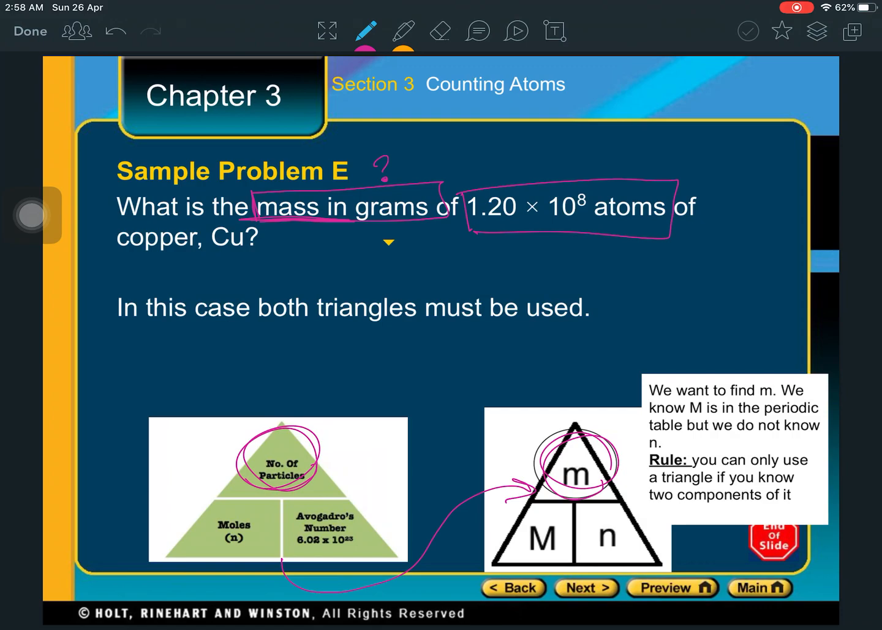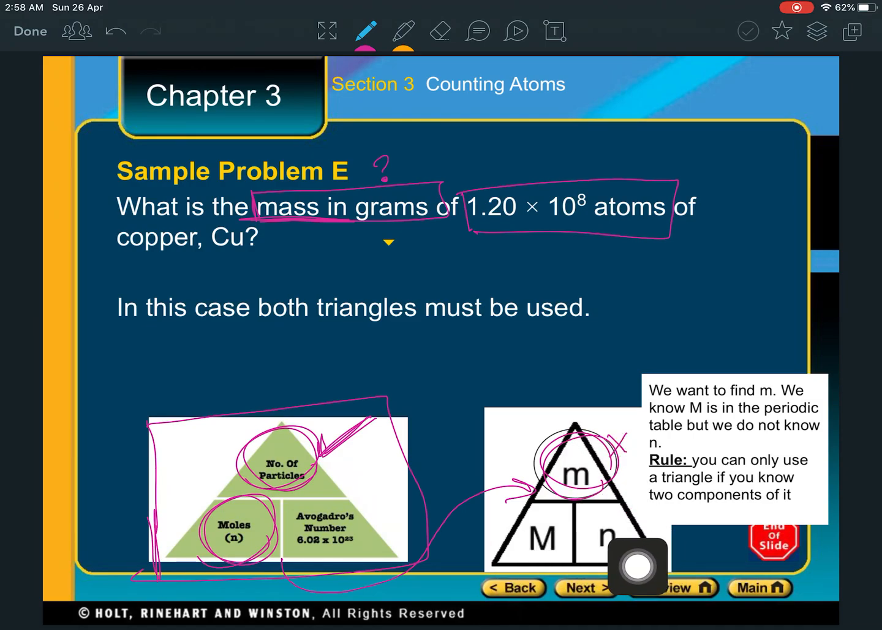When you see in the question that your givens don't coincide with what your unknown is, you're not in the same triangle, all you need to do is use the triangle that contains your given. So this one right here, because this is the one that we know. This is the one that we don't know. So use this triangle right here to find your number of moles. And then when you have your number of moles, you can use this triangle to solve for your unknown.